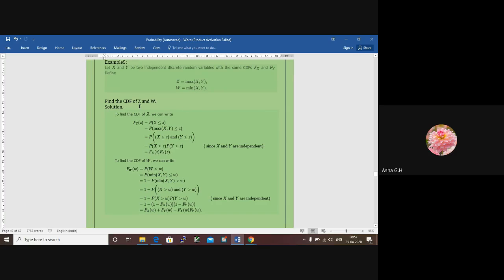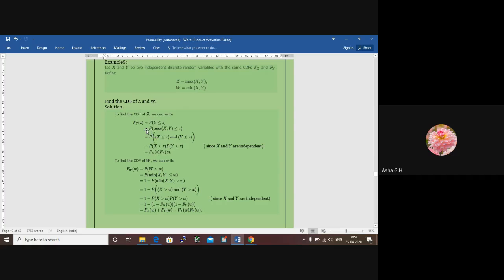Whenever a question is given to you, I request you to make your own question: minimum, maximum, sum, difference, and square. There are some standard equations. Try to relate all your experiments, outcomes and probabilities to those set of 4 or 5 equations and find the distribution function. That is sufficient when we take this multiple case.